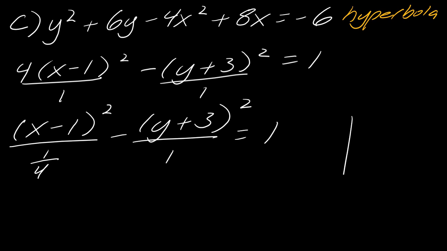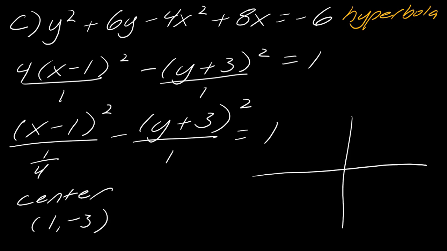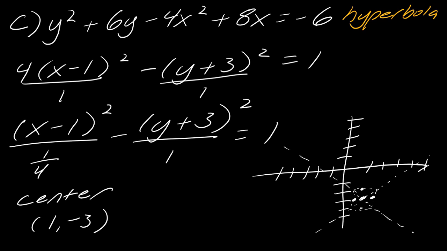So let's go ahead and do that. We're going to have a center of 1, -3. So 1, -3 is here. Then in the x direction, I count out 1/4, and in the y direction, I count out 1. So here's my little box, and here's my asymptotes. And this is opening in the x direction now, so it looks like this. This was actually kind of a tricky problem because we knew it was a hyperbola, it just ended up opening in a different direction than we thought.